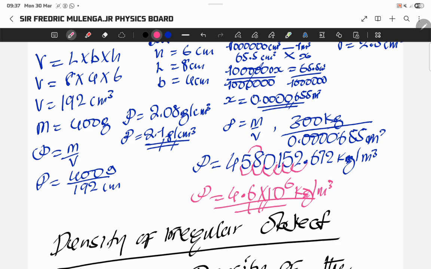So this is how you'll be handling density of regular objects, where you apply the formula for volume. Now let's get to what is interesting. What if we have been given to solve the density for irregular substances?